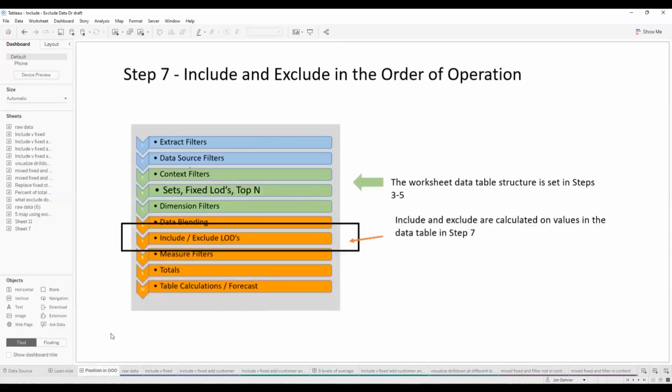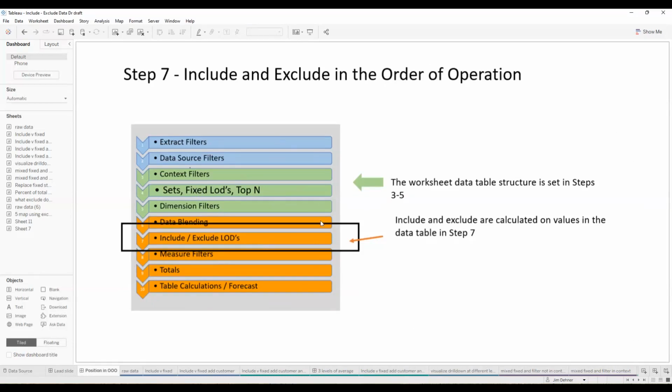Let's start first by taking a look at where these statements are executed in the order of operation. Just a quick review, the order of operation is the sequence that Tableau goes through every time you create a worksheet. Include and exclude are done down here in step 7 of the order of operation. Now they're an LOD, but they're not the same as fixed LODs. Fixed LODs are executed up here in step 4 of the order of operation, and that's in steps 3, 4, and 5 where the data table for your individual worksheet is being structured. And that's where fixed LODs take place.